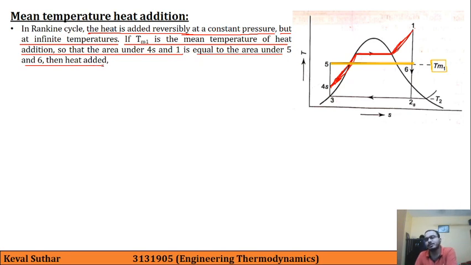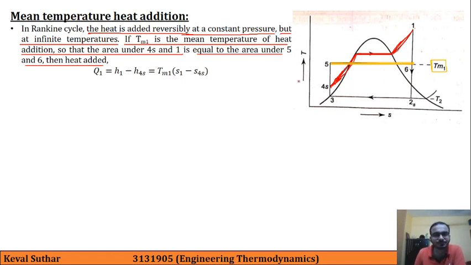So what we have tried over here, that we have tried to replace the Rankine cycle's heat addition process 4s to 1, that is over here to here, with an isothermal heat addition similar to a Carnot cycle, so that the area under both the curve and line will be same. That is, the heat addition will be equal.